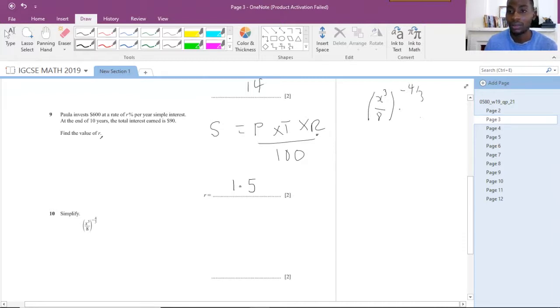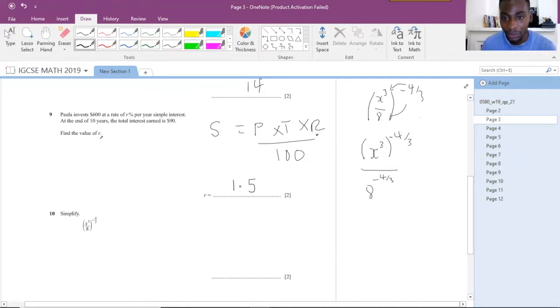So step 1, we are going to expand. So you raise both the denominator and the numerator to the power minus 4 over 3. So that would be x to the power 3 raised to the power negative 4 over 3, like so, over 8 to the power negative 4 over 3, like that.